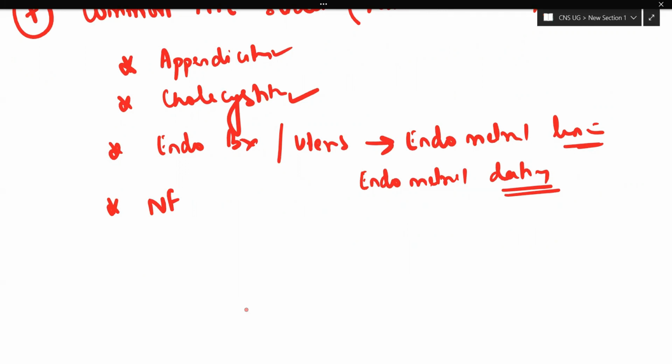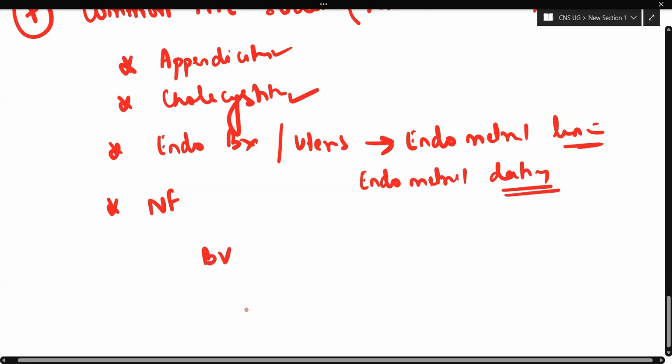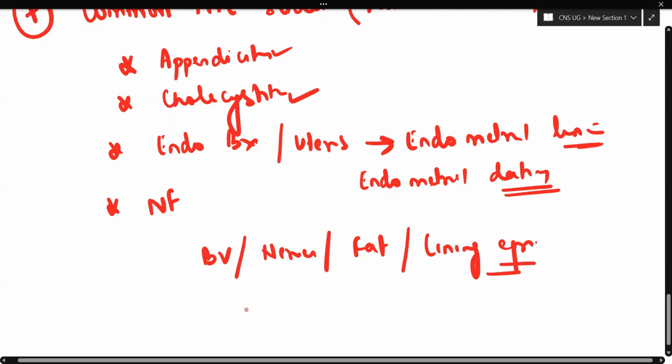So what is the idea behind it? It is to make your eyes ready for these normal slides, so that you understand how a normal cell looks, what the normal configuration is, and what a normal nucleus looks like. You also have to appreciate blood vessels, nerves, fat tissue, all the basic structures in your slide. What is the lining epithelium? In any slide, there will be a lining epithelium. These are the basic things you have to appreciate while looking at these common HPE slides.